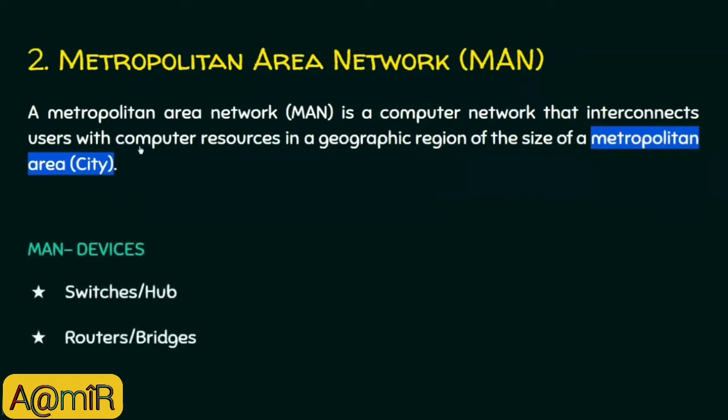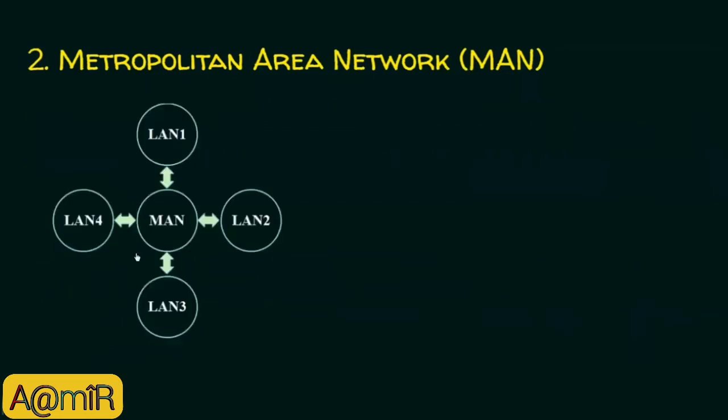The devices involved in this metropolitan area network are switches, hubs for establishing a local area network, and to connect two local area networks we need routers or bridges. As I already mentioned, there are minimum two local area networks, and these two local area networks are to be connected with each other with the help of a router or a bridge. We'll see an example now. There are four local area networks connected to each other.